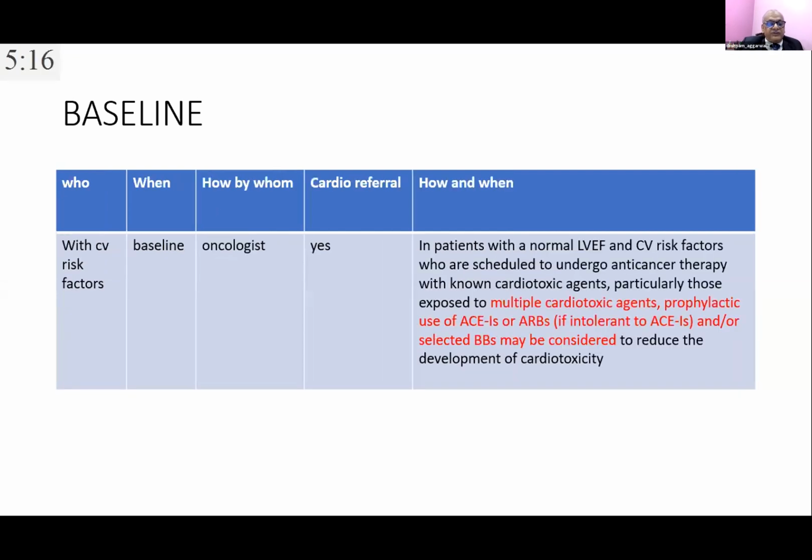Next, please. So again, patients who have cardiovascular high-risk features, we should have a cardiology referral, and drugs like ACE inhibitors or beta blockers should be added upfront before these patients are subjected to known cardiotoxic agents. So I think these things we are not doing at this point in time. There is a need, to my mind, to interact with the cardiologist upfront for patients who have high-risk cardiovascular features.